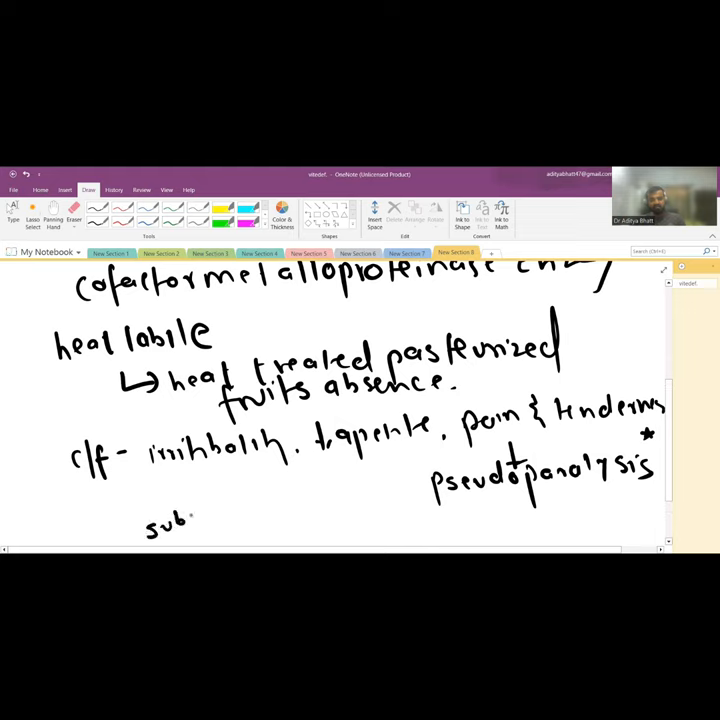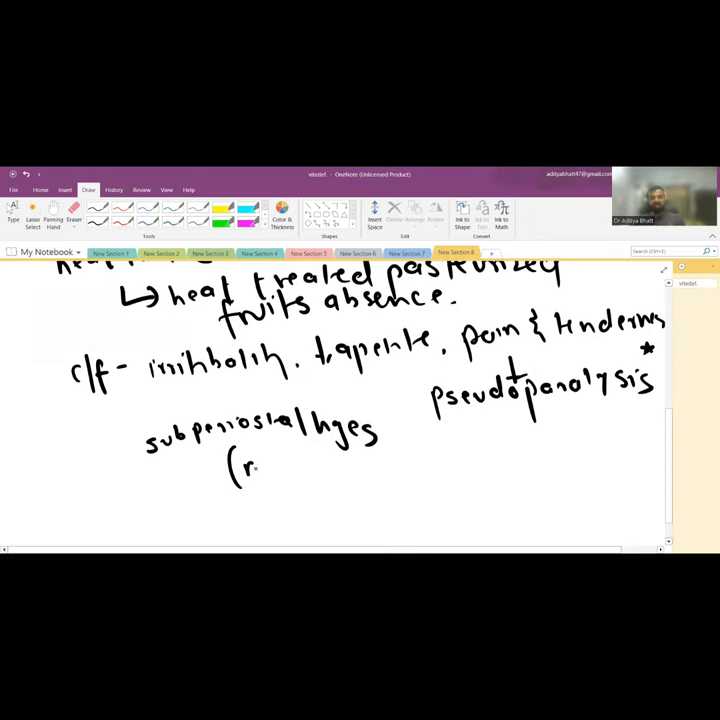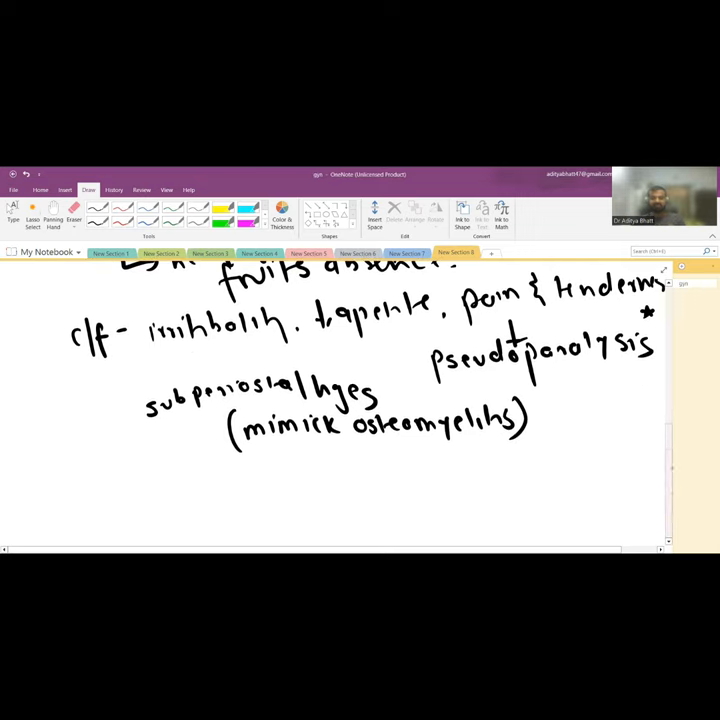Then what happens are subperiosteal hemorrhages start to occur in patients, which may mimic osteomyelitis. There is no infection, but it mimics osteomyelitis. The pain, the bone growth, all that is present. So it might be suspected that it is osteomyelitis, but it is actually subperiosteal hemorrhage of vitamin C deficiency.